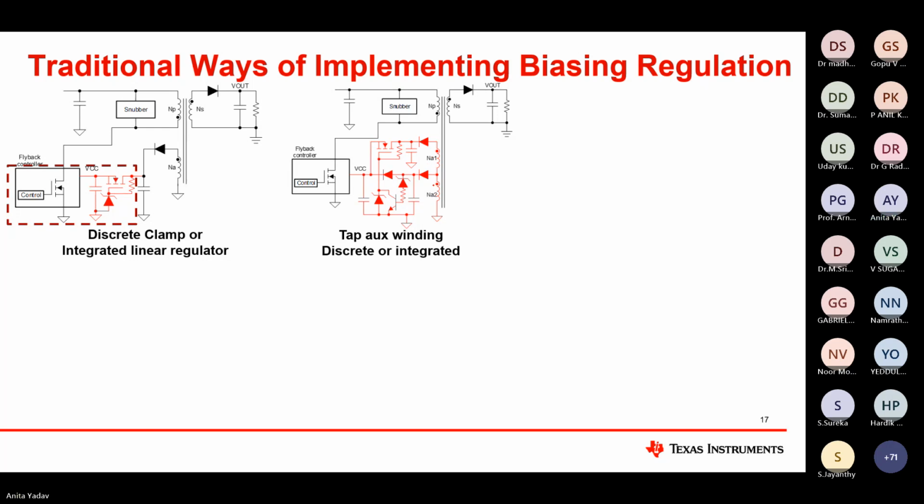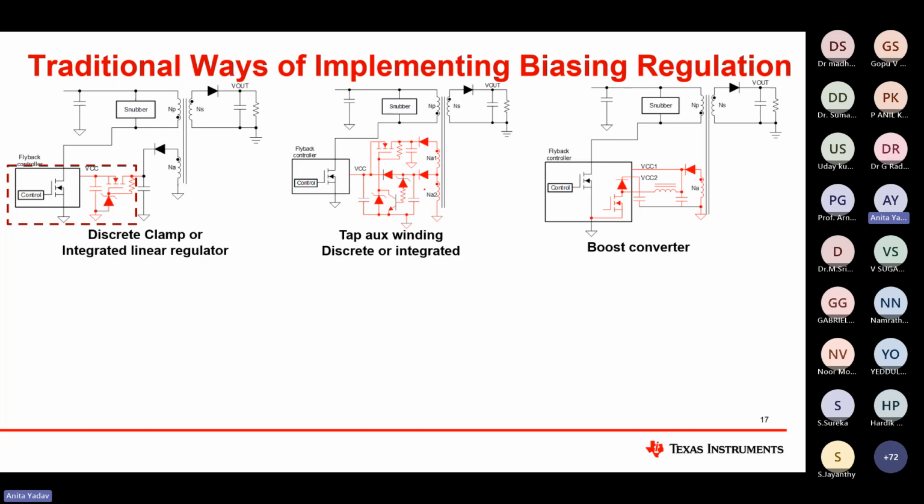So here, let's say I have a 5, 9, 15, 20 volt output. For 5 and 9, one circuit will work, it's kind of an ORing of the diodes happening here, and for the higher output voltage, another one will work. So here it's regulating the VCC by using this tapped aux winding or a discrete or integrated circuit. The third way is, after putting the aux winding, design a boost converter itself and then get your VCC.